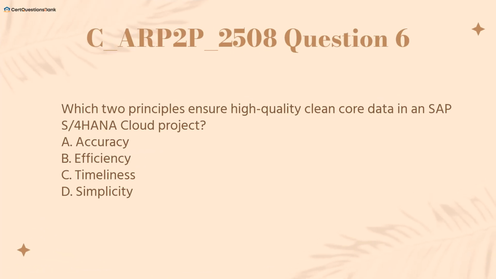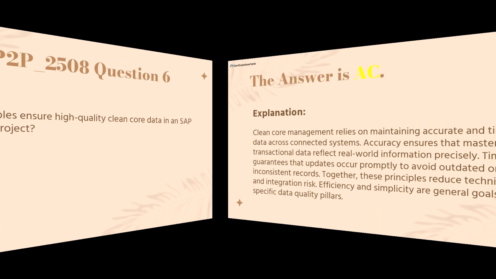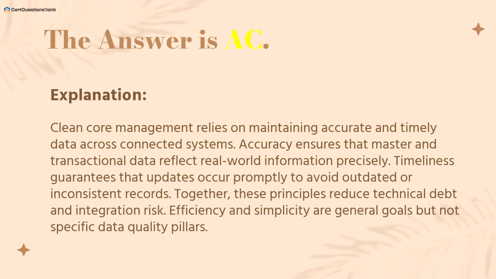Which two principles ensure high-quality clean core data in an SAP S/4HANA Cloud project? A. Accuracy. B. Efficiency. C. Timeliness. D. Simplicity. The answer is AC.